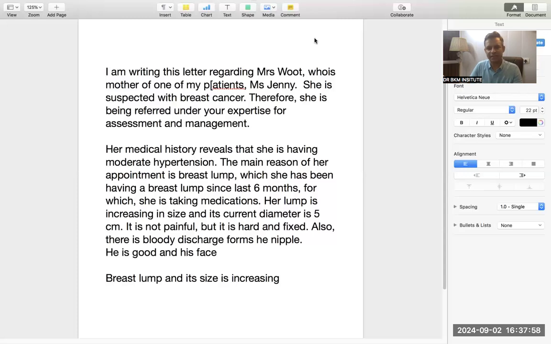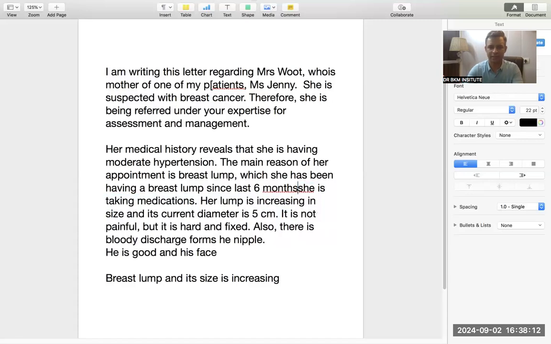Her medical history reveals that she is having moderate hypertension. The main reason of her appointment is breast lump, which she has been having since last 6 months. Now I cannot use connectors again and again. When there is any line big, she is taking medications for it. Don't make a line very big. If I have used the connector once, I do not use it again. So I've made a full stop and which she is taking medication.